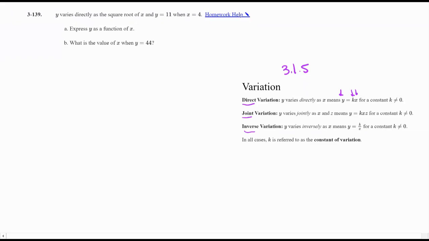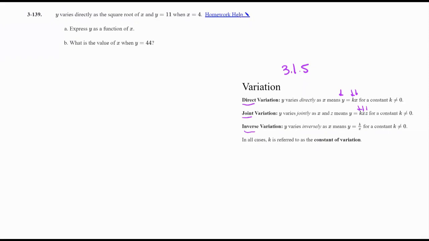Whereas joint variation means that we're saying that y varies jointly with x and z when those are multiplied together and then also multiplied by some constant k. And then lastly, inverse variation just means that y is equal to some constant divided by x. So they're kind of these key terms that are going to be used in the future that we might want to know here. And the k is representing the constant of variation.